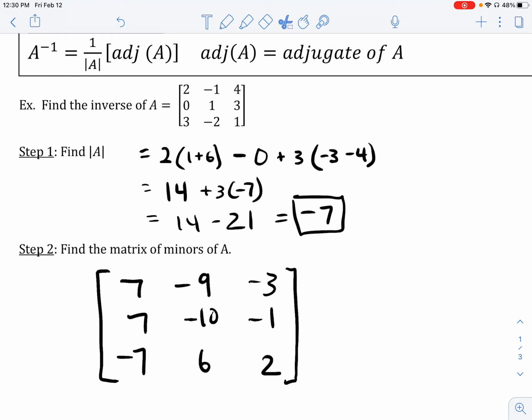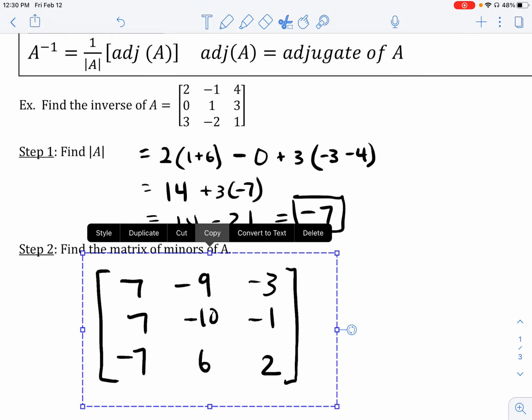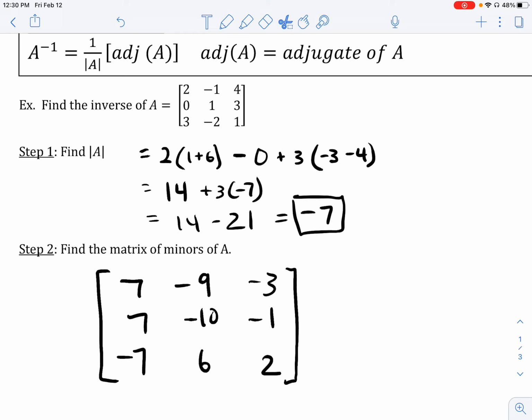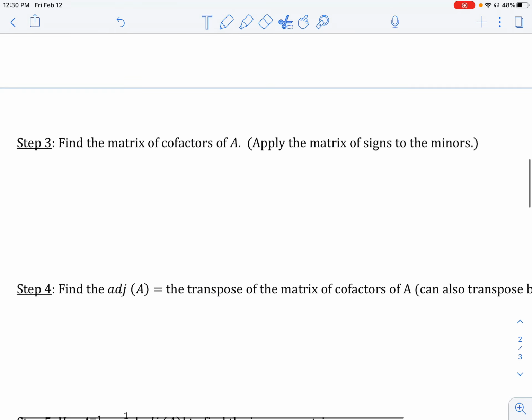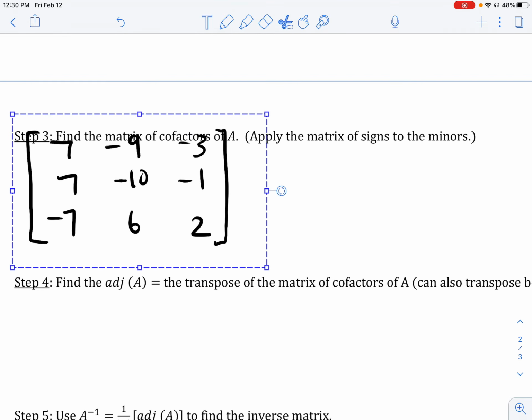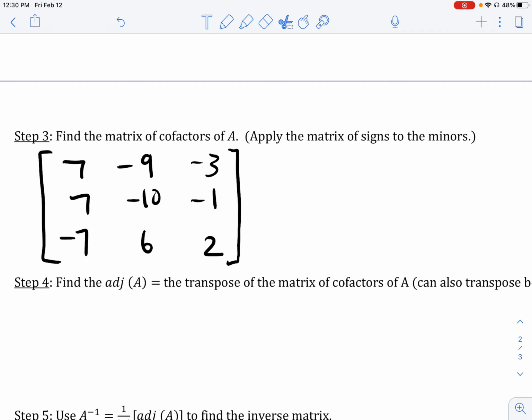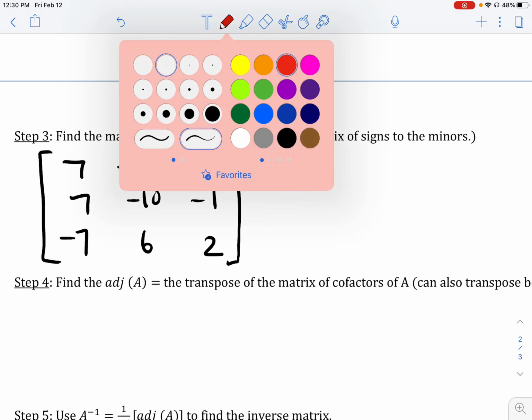Okay, and I'm going to copy this because I'm going to need this in my next step. So this right here is the matrix of my minors. Now, if we move to our next step, which is to define what we call the matrix of cofactors, all that means is we're going to apply the matrix of signs that we used earlier in the previous video to find the determinant, and we're just going to apply that here.